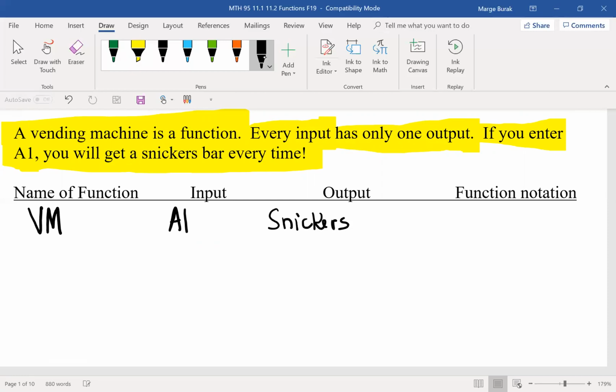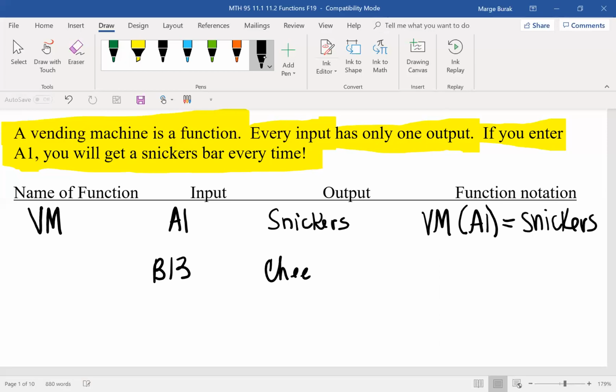So function notation would be my name of my function, vending machine of A1 equals Snickers. Let's try another one. Suppose I hit B13, and right next to it is the Cheetos. So that would mean that vending machine of B13 equals Cheetos. Okay, that gives you an idea.